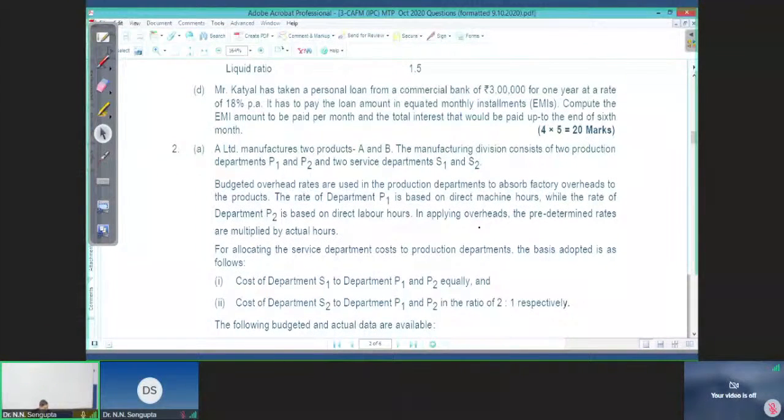Is it clear? Daksh Agarwal. If there is any other question, Daksh, you let me know. Is it clear, Daksh?